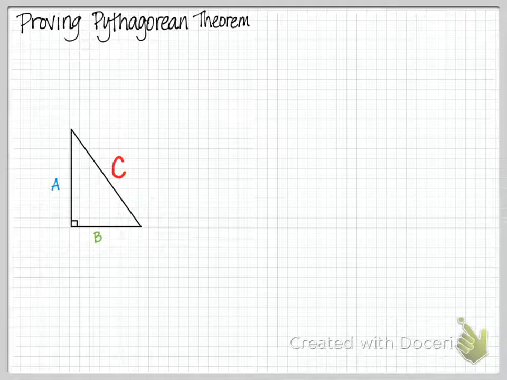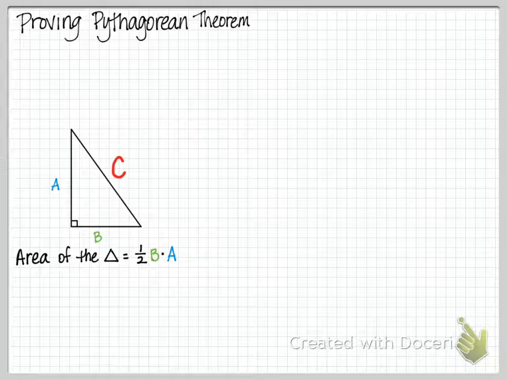right triangle, and we're going to label the sides of that right triangle A, B, and C, C being the longest side. And we know that the area of a triangle is 1/2 base times height, and so in this case that's the B and the A, so the area of that one triangle is 1/2 BA.